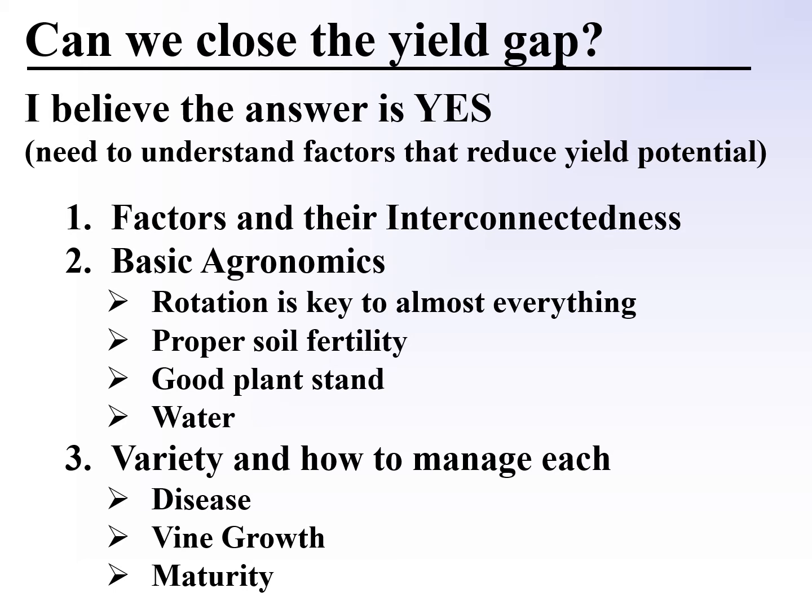But in order to do it, we need to understand the factors that reduce yield potential in a farm setting. We'll first look at the factors and their interconnectedness because they are all interconnected with one another. We'll look at the basic agronomics and talk about rotation, which is the key to almost everything. Proper soil fertility is also a basic agronomic of getting a good plant stand and water, irrigation, or sufficient rainfall. Then we'll look at the variety and how to manage each from a disease standpoint, vine growth, maturity, and other aspects of that variety's particular set of strengths and weaknesses that we need to know to achieve its maximum yield.